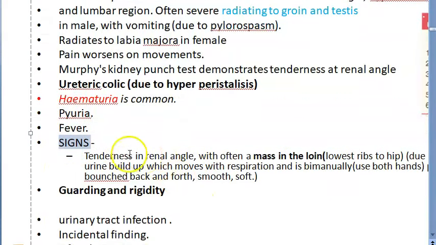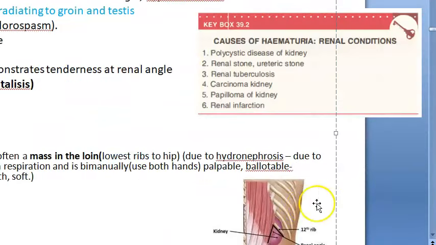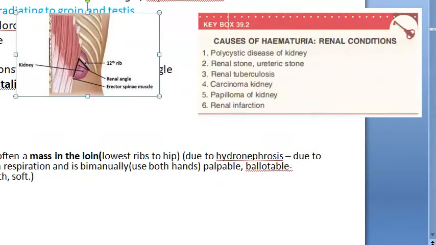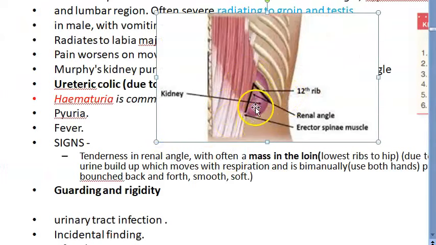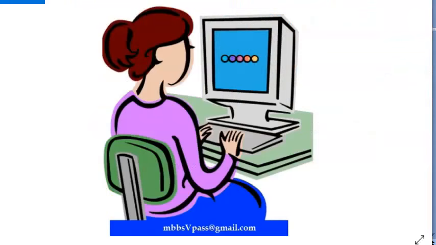Now coming to signs, you can see, what did we say? Tenderness, abdominal tenderness we said, but do you know exactly where there can be tenderness? There can be tenderness in the renal angle. So here's your renal angle they are showing you. And that's where your kidney is. See, this side you have the 12th rib and this side you have the erector spinae muscle. Superiorly you have the 12th rib, medially you have the erector spinae muscle.